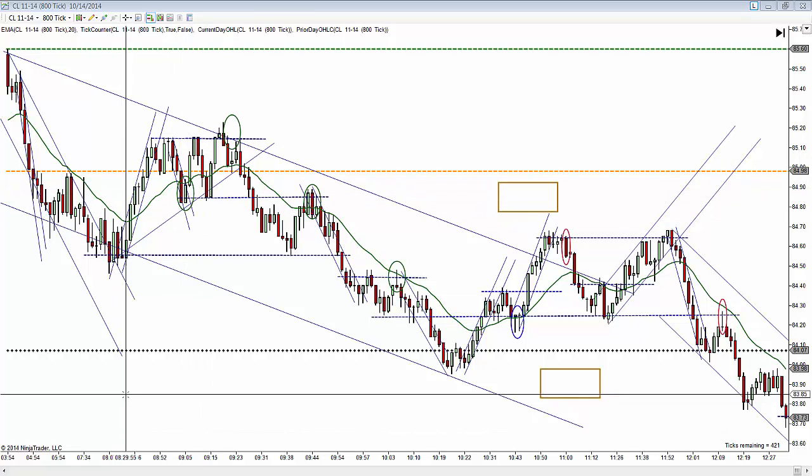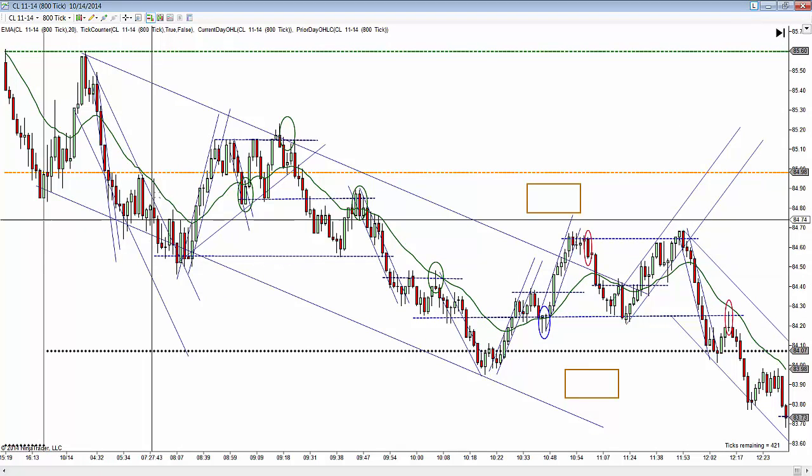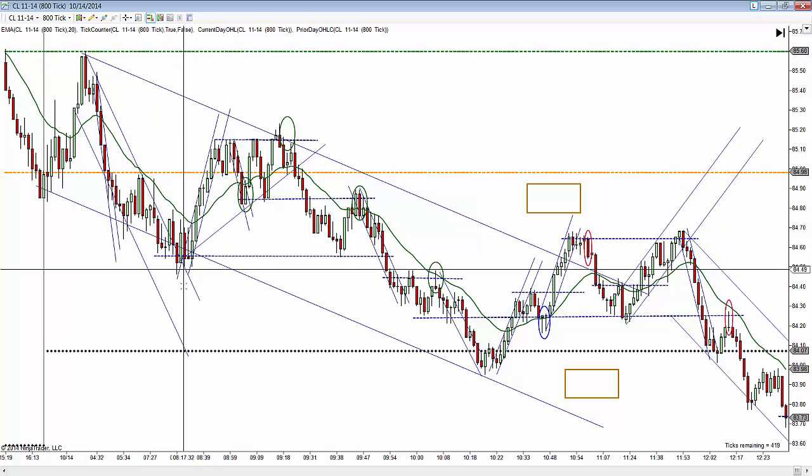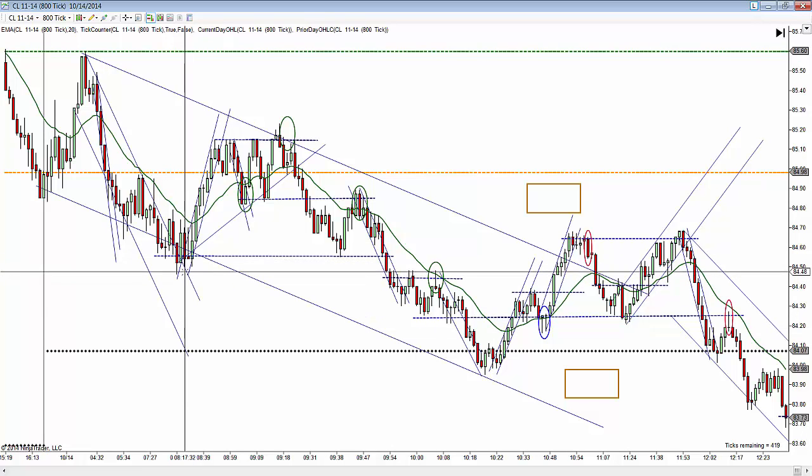What I was actually expecting, and this is before I got in these lines in here, let me just show you what happened. This is the overnight high of 85.60. The low was down here, something like 84.46. So this was a high.